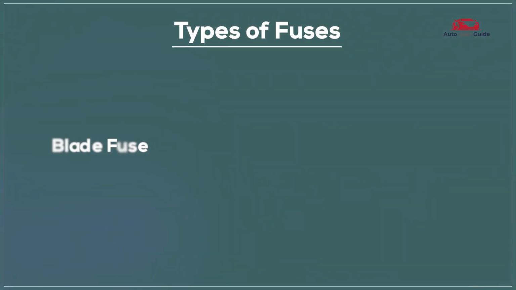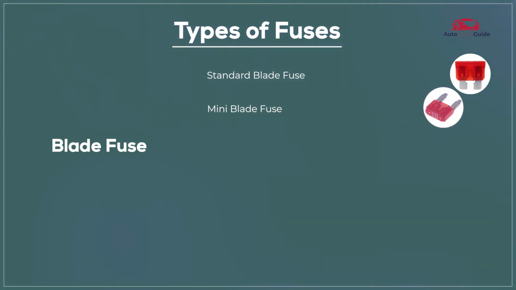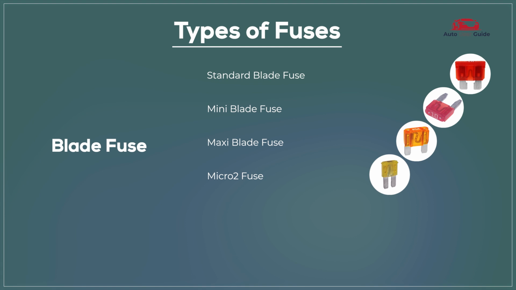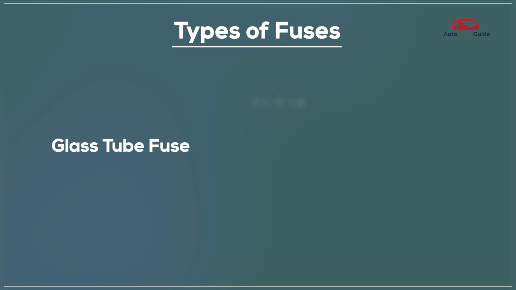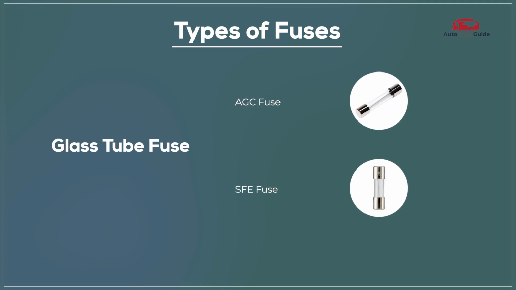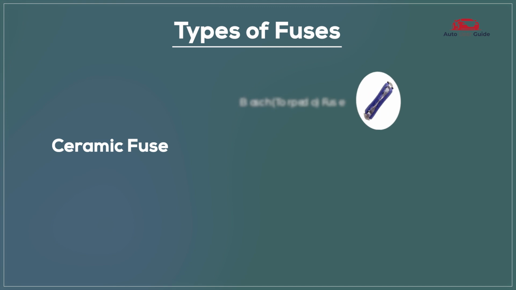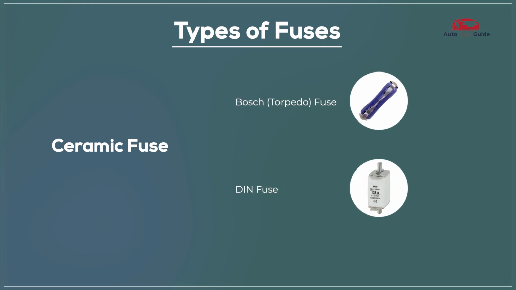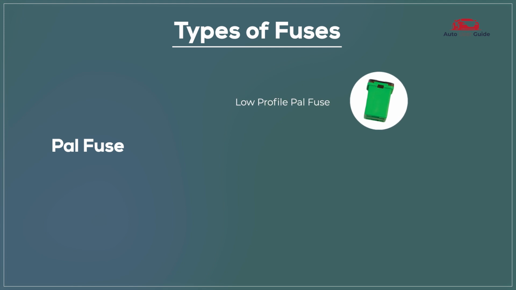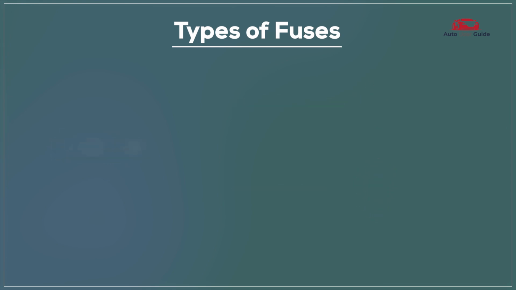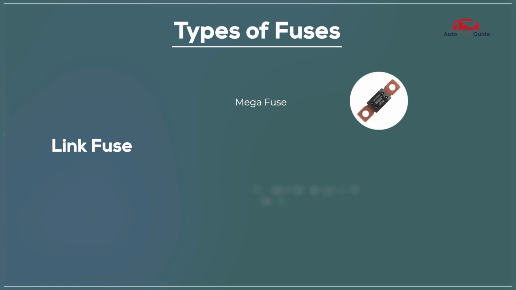Types of fuses. Blade fuse, standard blade fuse, mini blade fuse, maxi blade fuse, micro 2 fuse, micro 3 fuse, J case fuse. Glass tube fuse, AGC fuse, SFE fuse. Ceramic fuse, Bosch fuse, DIN fuse, PAL fuse, low profile PAL fuse, standard PAL fuse, link fuse, mega fuse, high amperage link fuse.